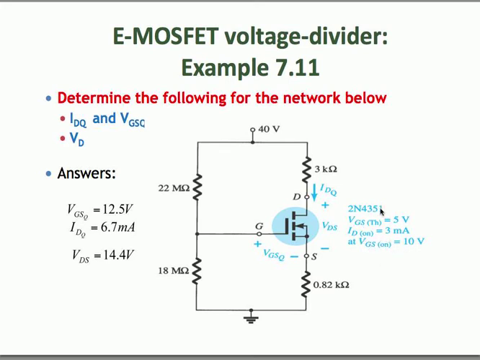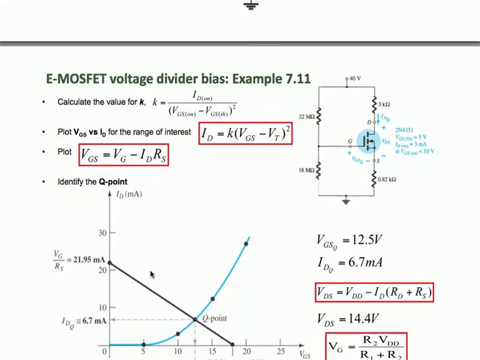So you can use this information to calculate the value of the constant K, and you need that value of K to calculate the value of drain current at any particular gate voltage that you are interested in. And then you can use that to solve for the parameters that are asked here. The answers are already given, so we can check the answers.